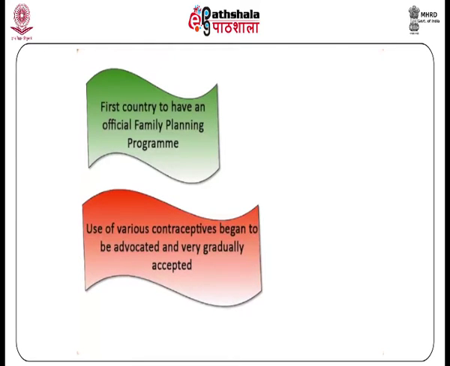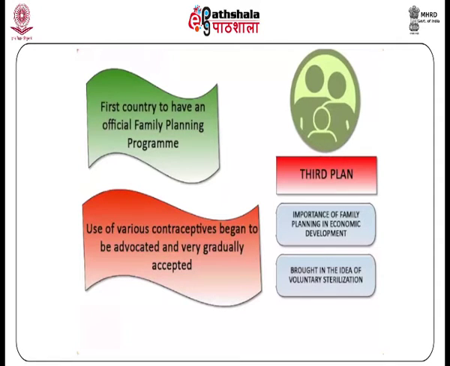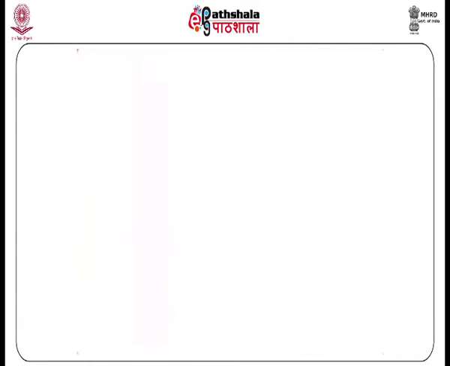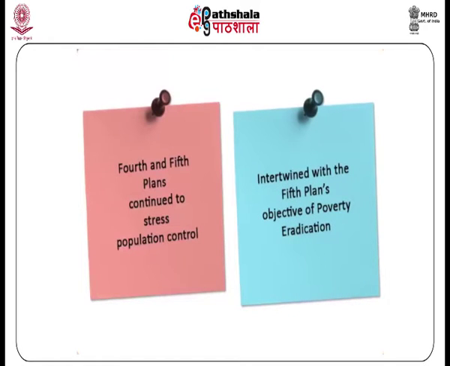The use of various contraceptives began to be advocated and very gradually accepted. The third plan recognized the importance of family planning in economic development and even brought in the idea of voluntary sterilization. During the third plan period, 1961 to 1966, a separate department for family planning was created in 1966 under the Ministry of Health. The fourth and fifth plans continued to stress population control. It became intertwined with the fifth plan's objective of poverty eradication.